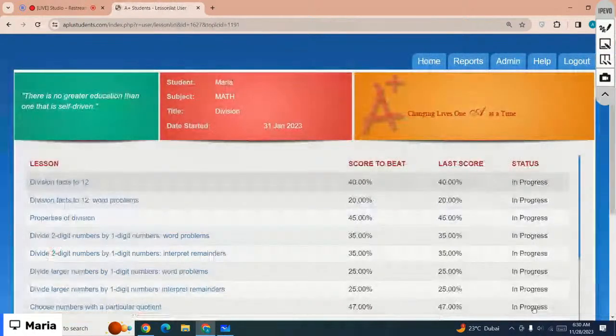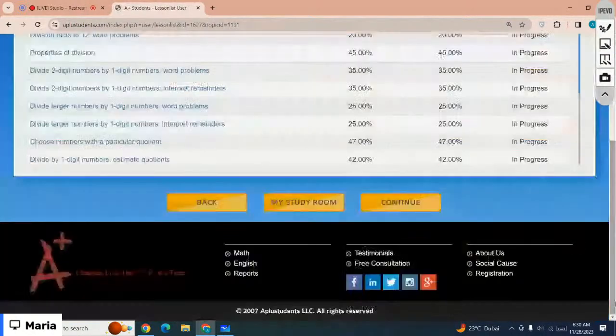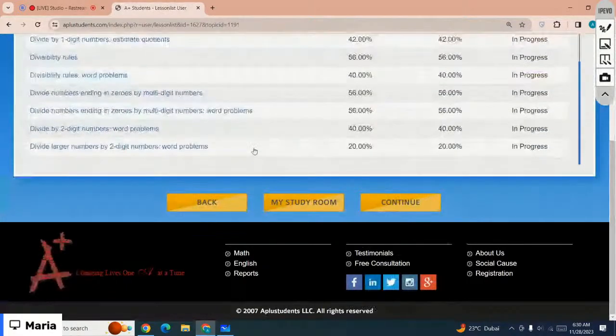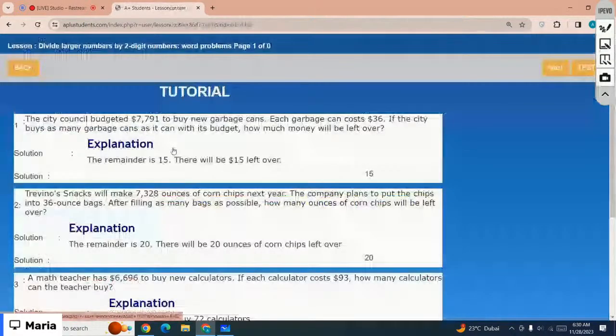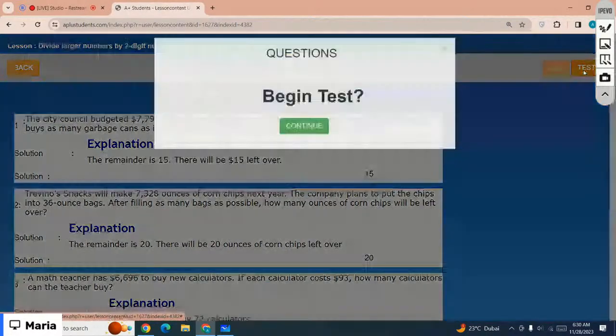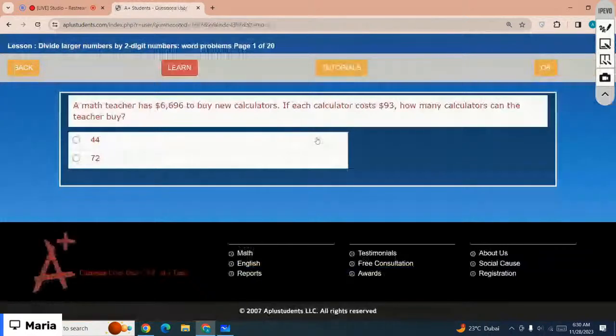Okay, the next lesson is divide larger numbers by two-digit numbers word problems. A math teacher has $6,696 to buy new calculators. If each calculator costs $93, how many calculators can the teacher buy? So you need to divide 6,696 by 93, right?